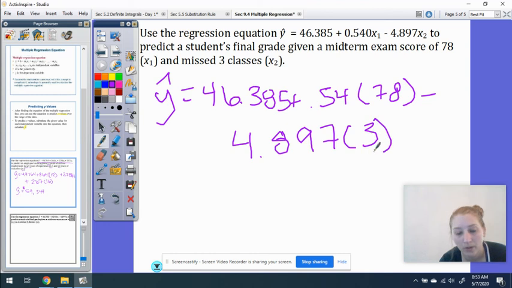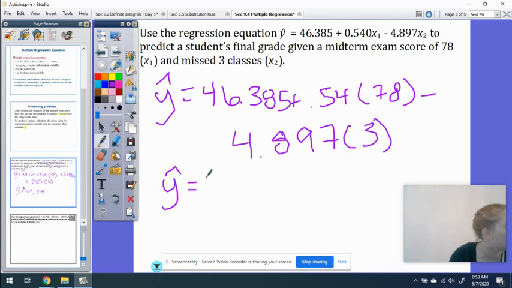times 3. All right, so again, I'm just going to plug all that into my calculator, and I'm going to end up with a 73.8. And that's it.